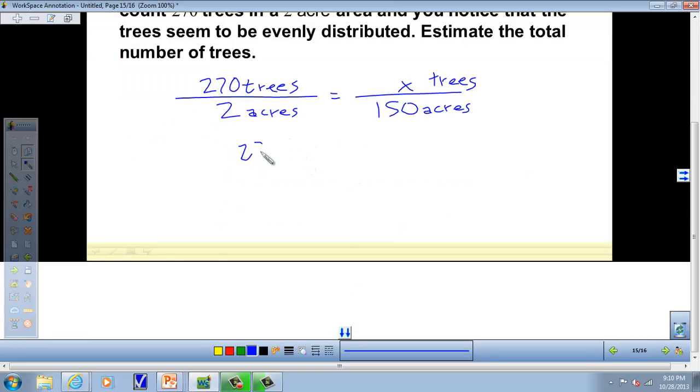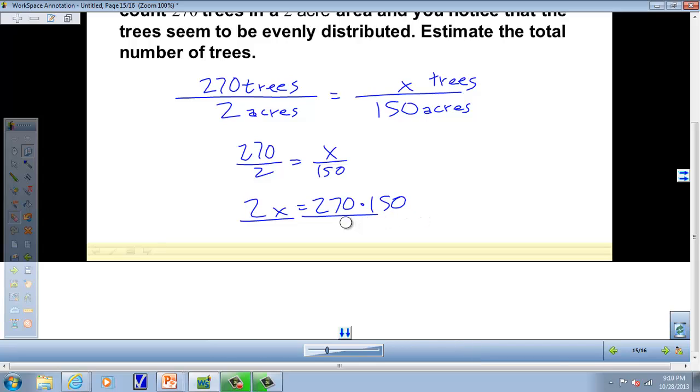You can just write it as 270 over 2 equals x over 150. We're going to cross multiply. We'll get 2x on one side and 270 times 150 on the other side. Again, we can simplify this right away, but let's not. Let's multiply it out.